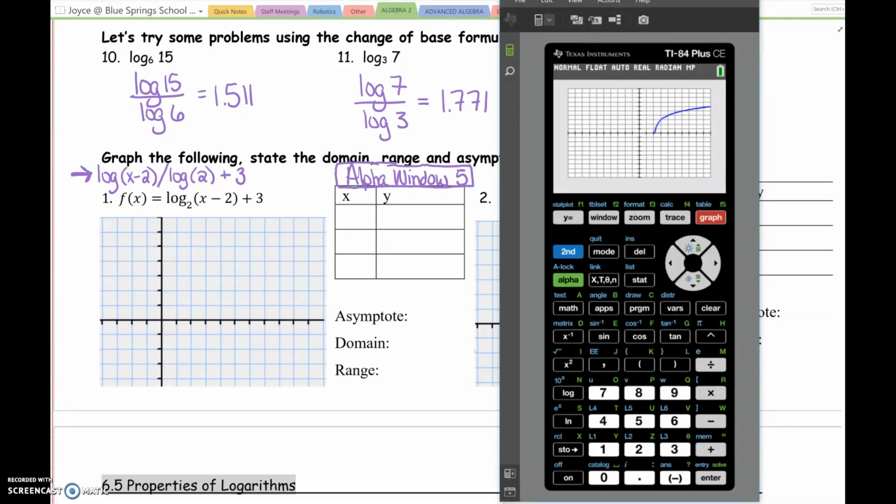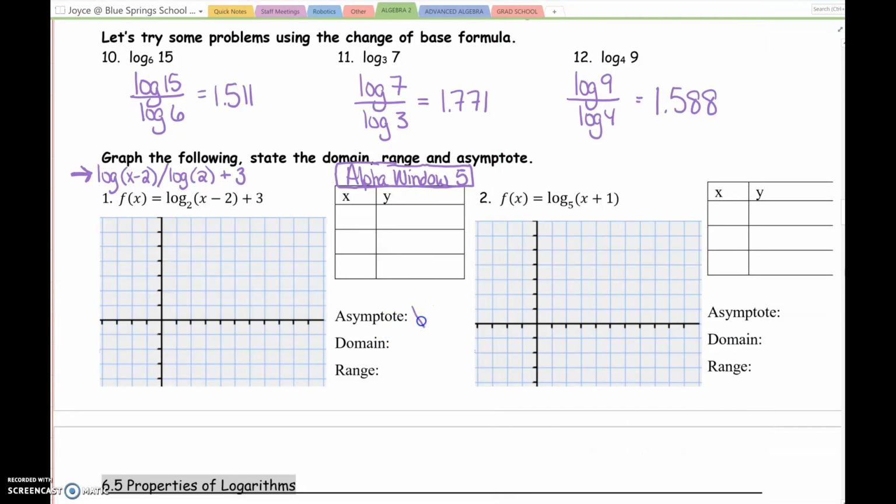When we look at the graph, we can see that the asymptote is 2, but does it surprise us that our asymptote is at x equals 2? We can see our asymptote right here inside the log. Because it says x minus 2, that means right 2, so your asymptote is at x equals 2. What does that mean your domain is? X is greater than 2, and our range, that's the easy one, all real numbers.